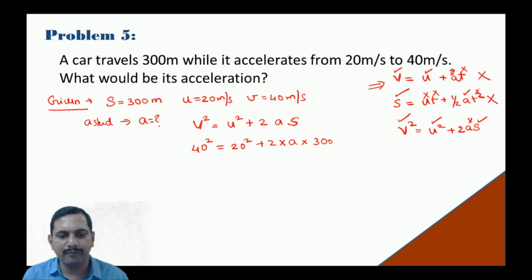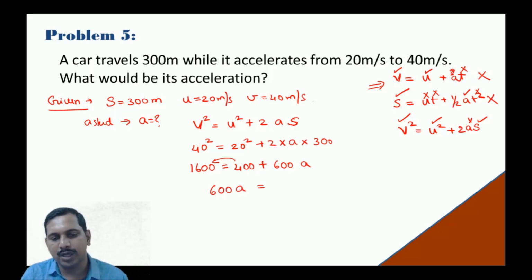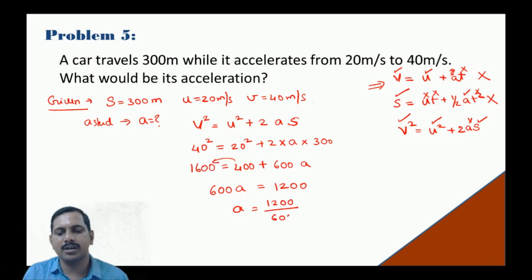So let us do that. 40 square is 1600 and 20 square is 400 plus 2 into 300, which is 600A. So this goes the other way, and I'll take it to the other side. So 600A is equal to 1600 minus 400, that is 1200, and acceleration is 1200 divided by 600, which is equal to 2 meters per second square.